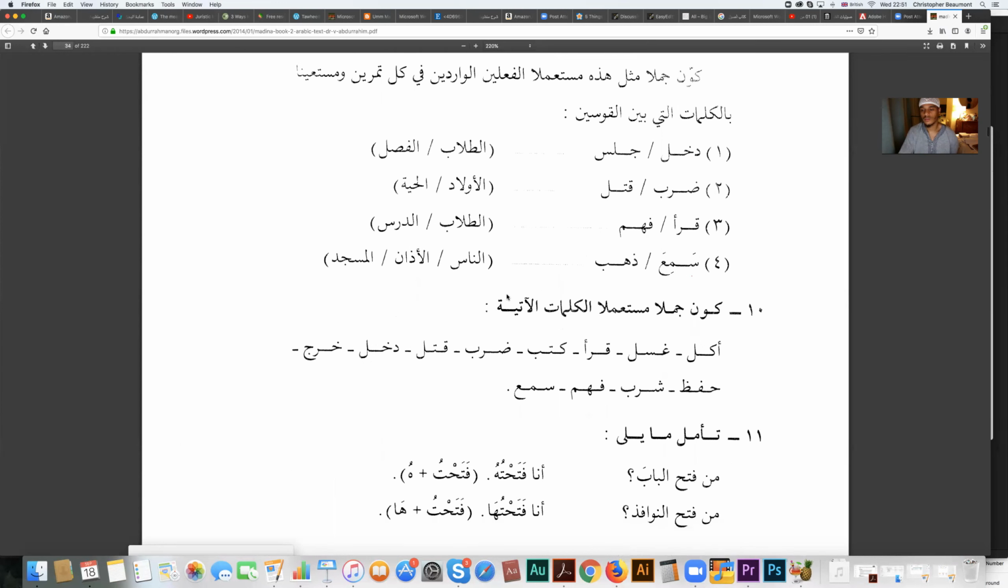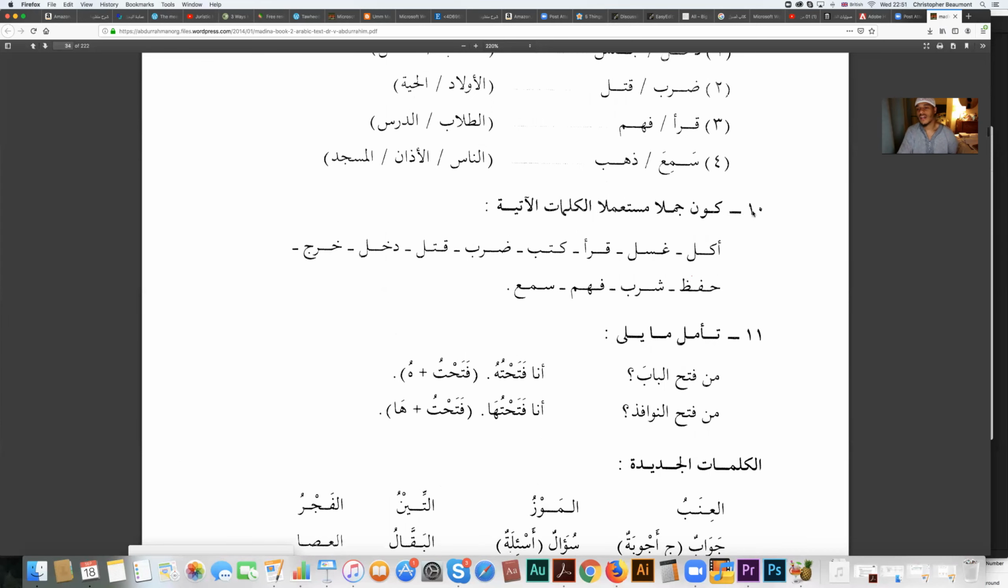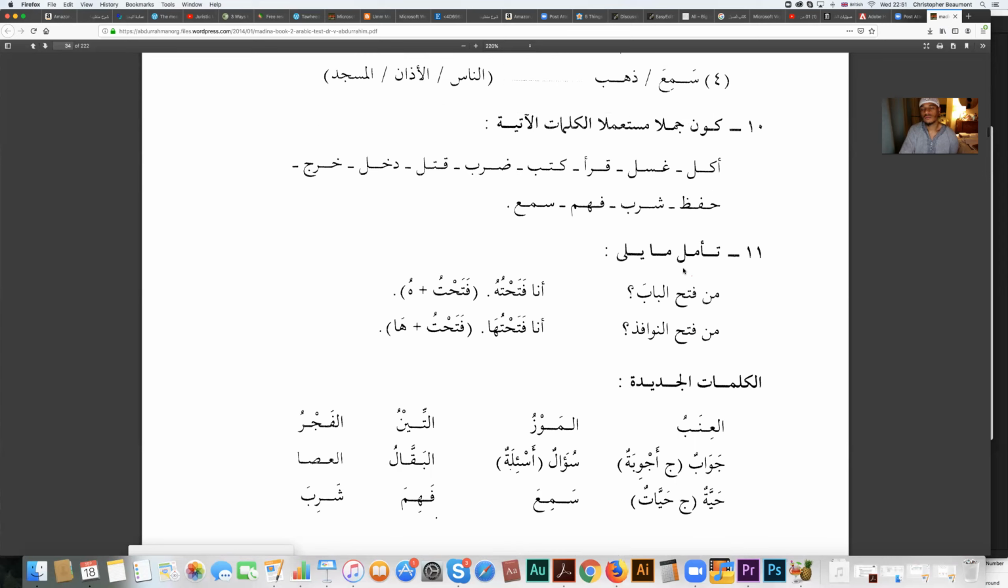Anyway, after that, it says number 10, كون جملا مستعملا الكلمات الآتية. Construct sentences using the following words. So you've got loads of nice words there. All of these words are verbs. Make sentences out of them. Get creative. Do they all have to be جملة فعلية or can they be جملة اسمية? I would say جملة فعلية, by the way. I'm not going to be strict on you, but if you can make them جملة فعلية, it'll be good, because that's what we're practicing. But don't be held to that, inshallah.